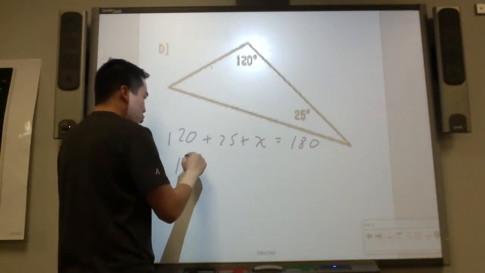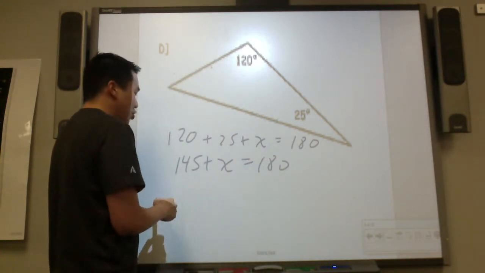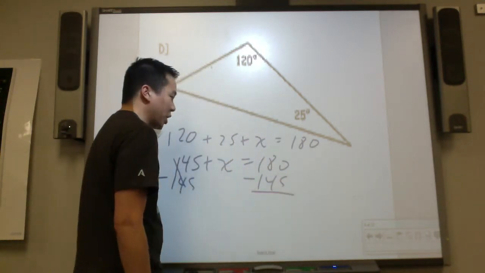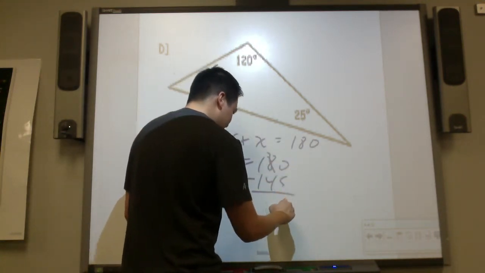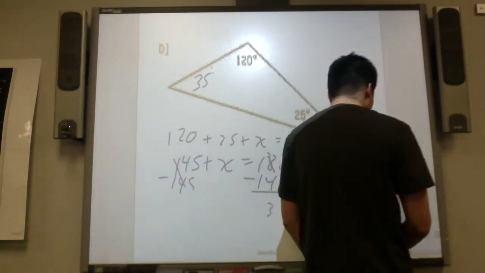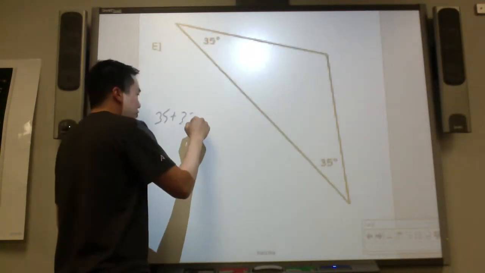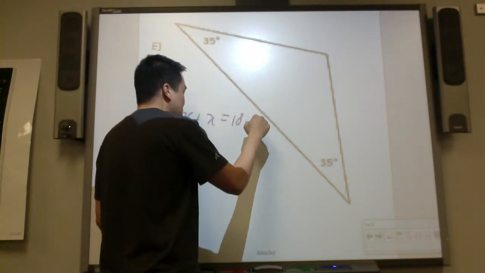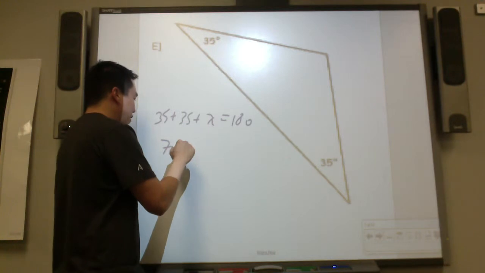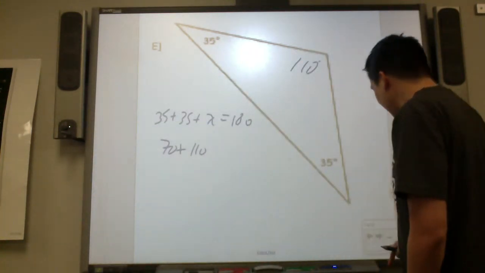Next one, we have 120 degrees plus 25 plus x adds up to 180 degrees. 120 plus 25 is 145 plus x adds up to 180. Again, what's the inverse operation of adding? Subtracting. What do you get when you subtract 145 from 180? You get 35. 35 is the missing measure for that angle. We have 35 and 35. 35 plus 35 is 70. So 70 plus 110 degrees is 180.